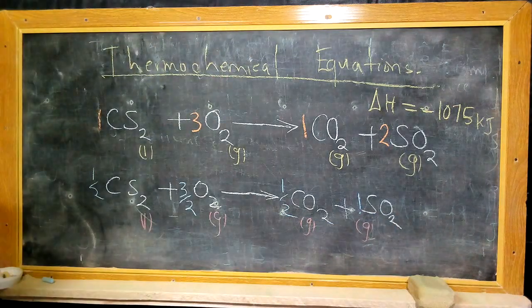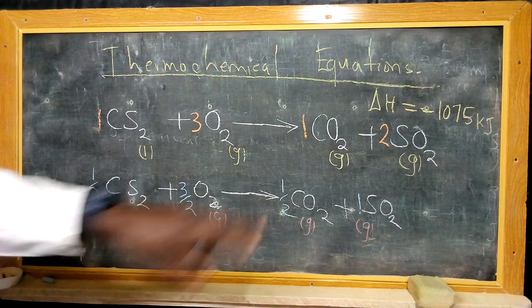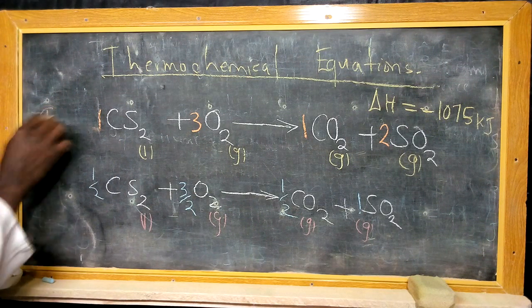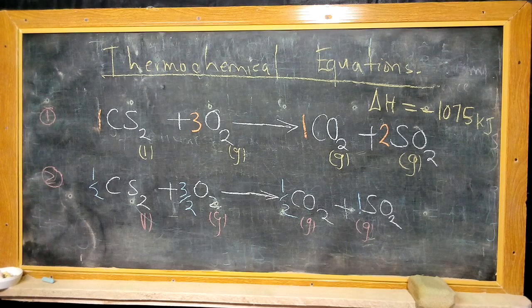So in this case, we see that the reacting volumes and the products which are formed are half of the first equation's coefficients. This is equation number 1 and 2.